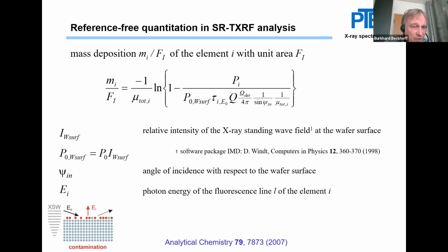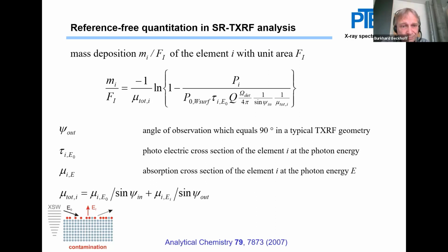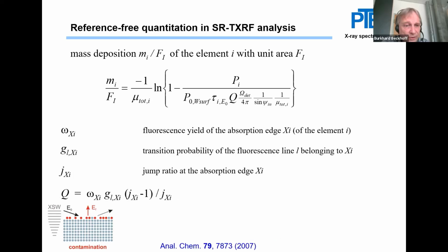We need to know the angle of incidence, the energy of the fluorescence radiation, the detection efficiency of the energy dispersive detector, and I will come back to this effective solid angle of detection, observation angle, and then a few so-called X-ray fundamental parameters or interaction cross-sections that are either tabulated or we started to determine in part, together with industry or within European projects, to get a more reliable estimate of the values and related uncertainties.